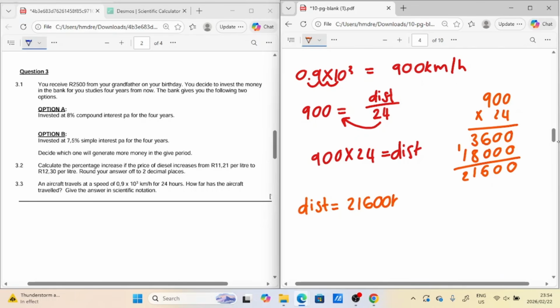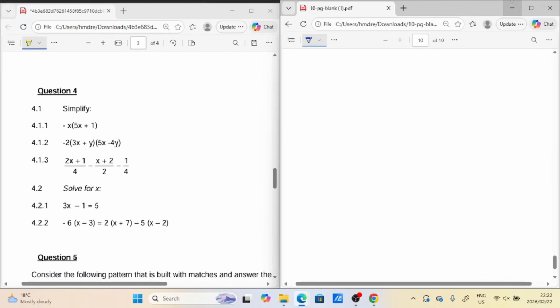21,600 kilometers. And then they want it in scientific notation, which means we want a decimal place there. So it's going to be 2.16 times 10 to the 1, 2, 3, 4 kilometers. That is how far was traveled. So they say simplify these.